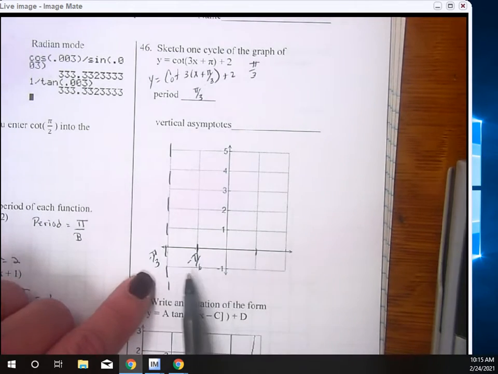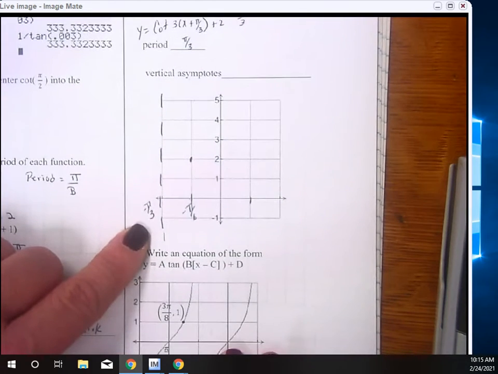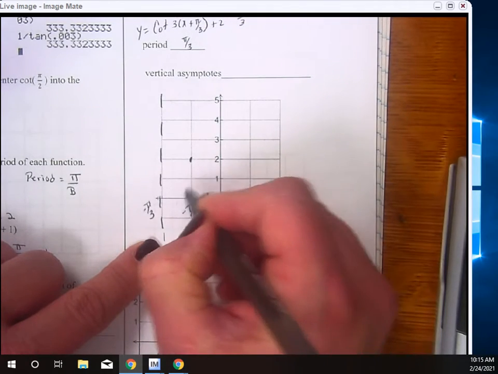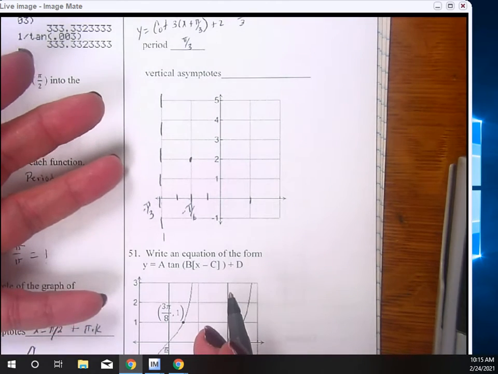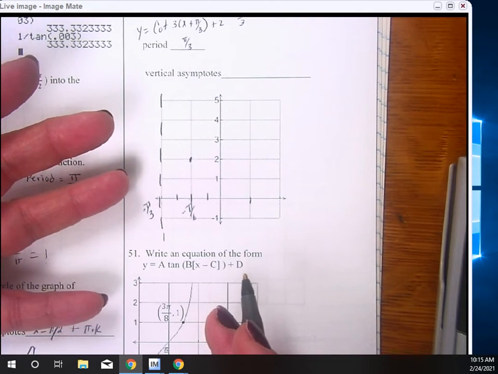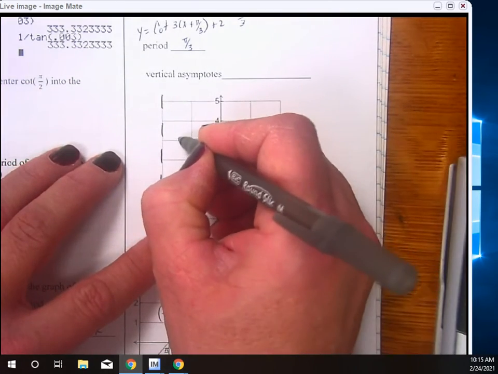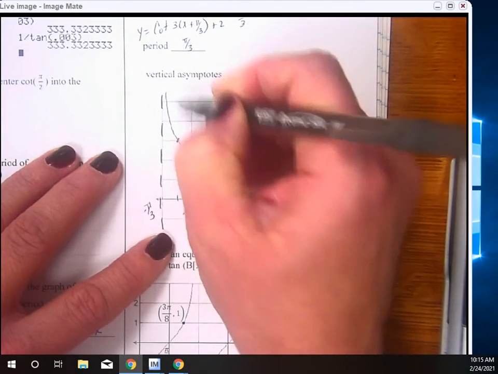If my pi over 3 and my pi over 6s bother you, you can change what you're counting by to whatever you would like. I don't think that's a very good idea because it makes it nice if you do it in the calculator this way. You may have to convert all of your denominators to the same thing, and that would help you out. So 3, 2, 1, I'm going in a negative direction, 1 full cycle.